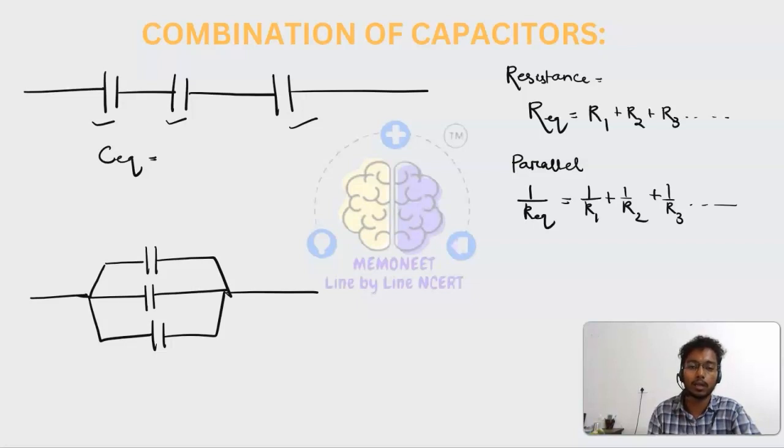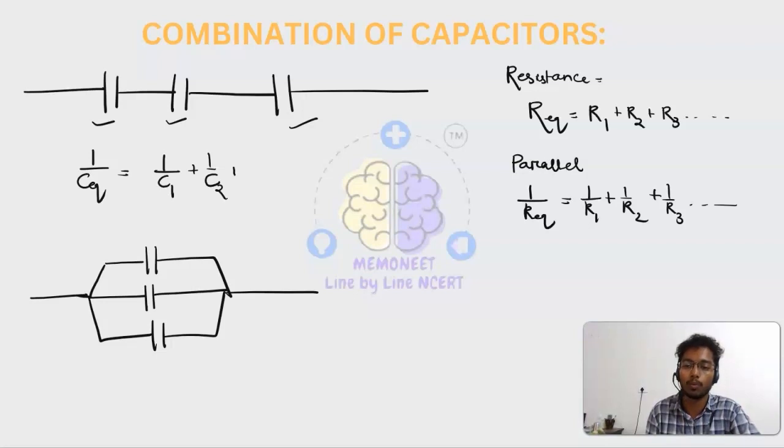That is, in the series condition, we have 1 upon C equivalent is equal to 1 upon C1 plus 1 upon C2 plus 1 upon C3 and so on. And in the parallel condition, we have C equivalent is equal to C1 plus C2 plus C3 and so on.